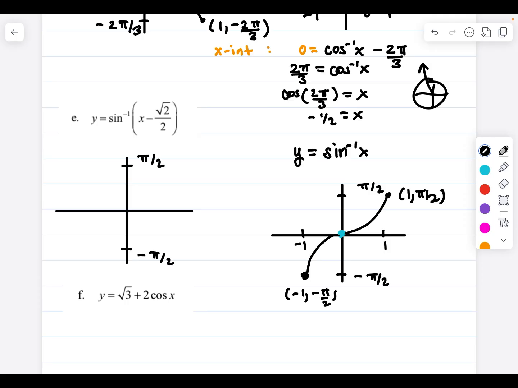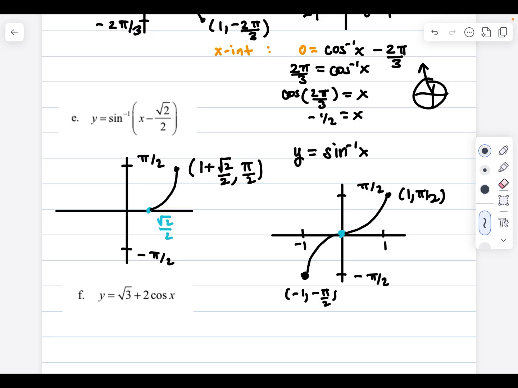The max value will still be pi over 2, and the minimum will be negative pi over 2. Only if we shift it up or down would it change that range. So that blue point where I have the x-intercept is going to go over here to radical 2 over 2. I'm going to sketch my curve. Now, the far right side of that endpoint in the first quadrant, it was 1 plus we're shifting it to the right, radical 2 over 2, and the y value is still going to be pi over 2.